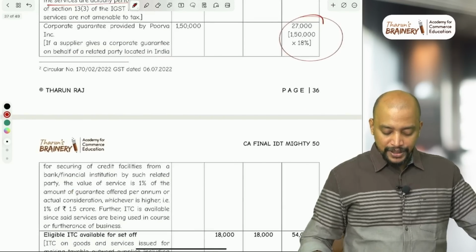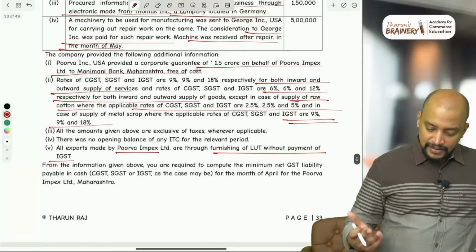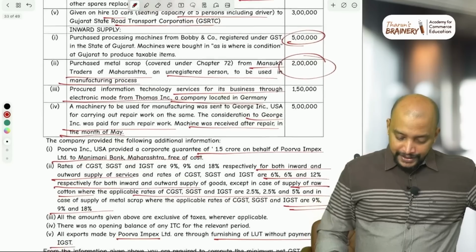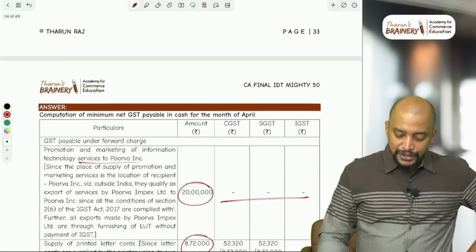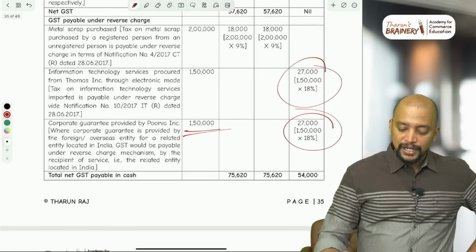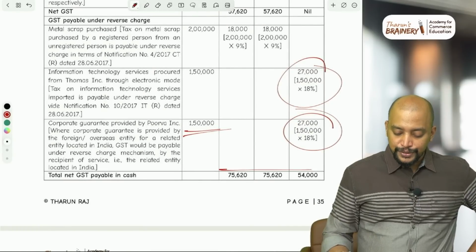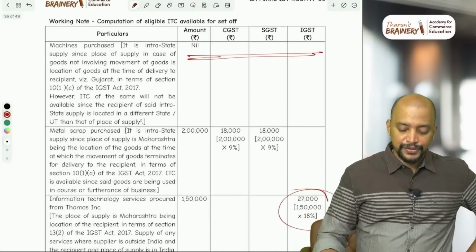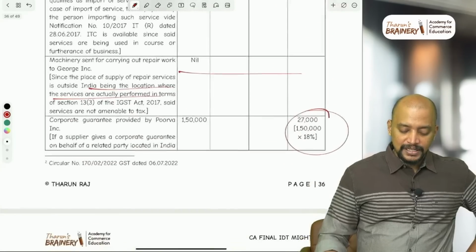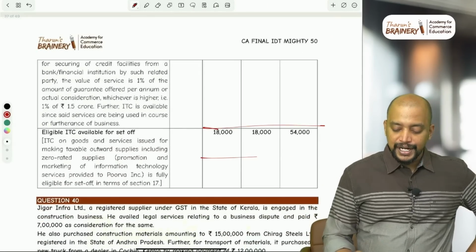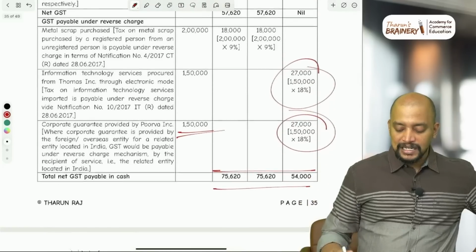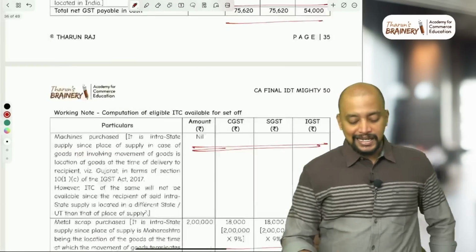So that is the corporate guarantee point. Next, another transaction, last one, everything got over. The rate of GST, all amounts given above are exclusive of GST, and from the information you are required to determine the gross liability, total output tax, and RCM liability. If you see these two for metal scrap, 75,620 and 54,000. For ITC: metal scrap purchased, information technology services and corporate guarantee. So 18,000, 18,000, 54,000. Now we will adjust this 18, 18, 54 from the liability, so that we get net GST payable, including GST payable under RCM.